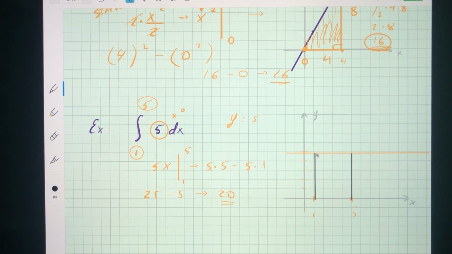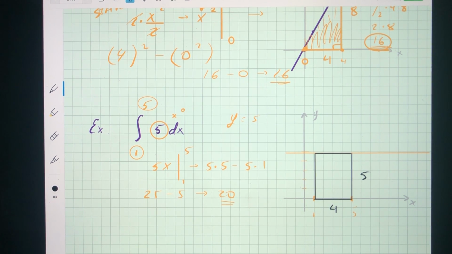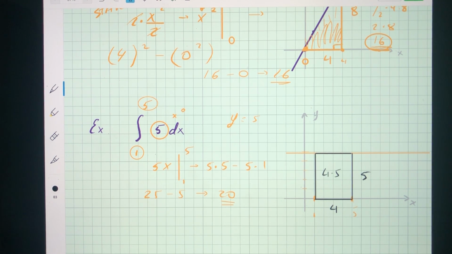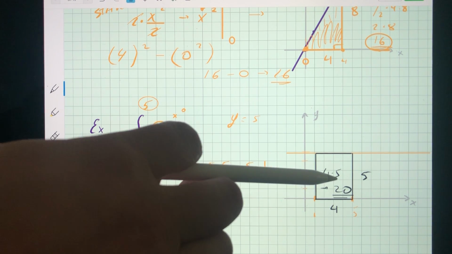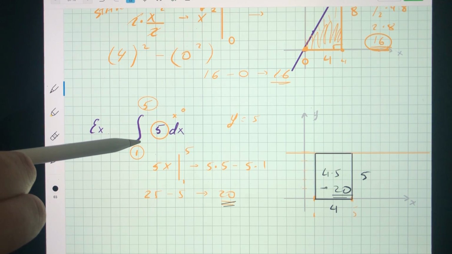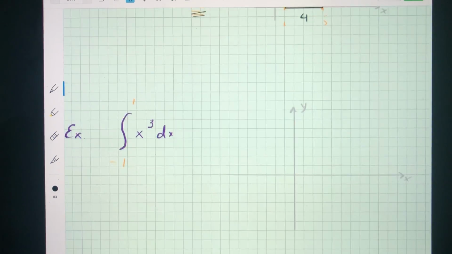Well, that's a box. It's a box that has the base is 4 and the height is 5, and the area is length times width, which is 4 times 5, which of course is 20, and that's exactly what we have found. So that's a geometric interpretation of what we're actually doing. Now, one more example. Here we have x cubed.